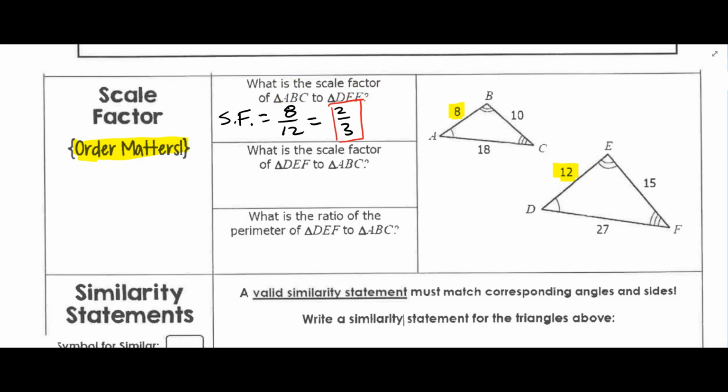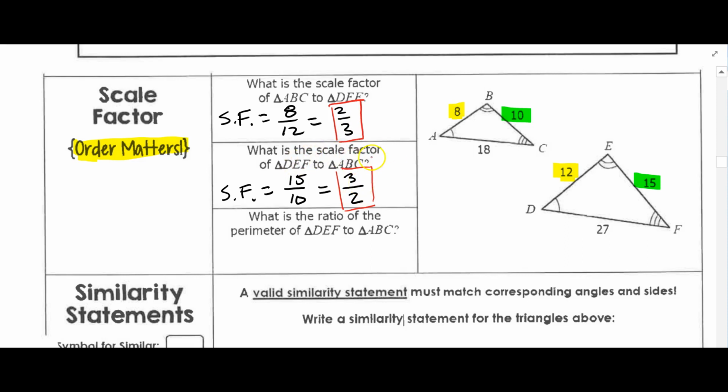Now, for the next part, what is the scale factor of triangle DEF to triangle ABC? So in this case, we could pick the same sides, but let's pick different sides. So let's pick 15 and 10. So now, triangle DEF, the side we picked is 15. The corresponding side on the smaller triangle is 10. And when I reduce this, I'll divide 15 by 5 to get 3, and 10 by 5 to get 2. So now we can see the scale factor is the reciprocal because we did the scale factor of the large to the small.